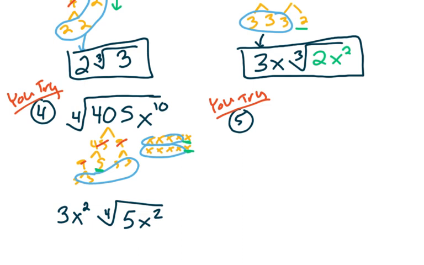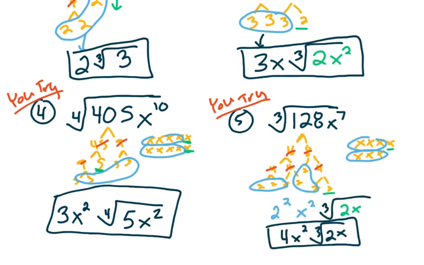All right, let's do the cube root of 128x to the 7th. The cube root of 128x to the 7th. So go ahead and pause the video right now and work this out. All right, go ahead and check the answer that you got.